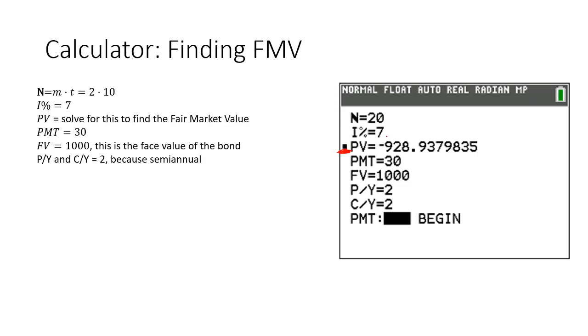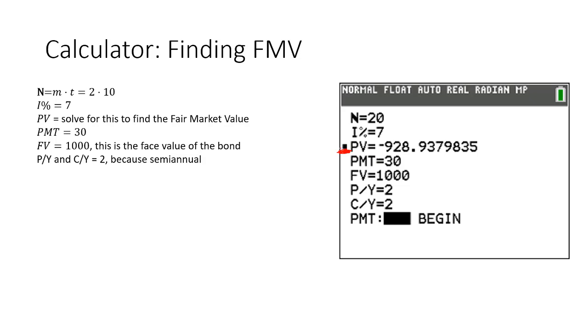I% is the interest rate from the problem. PV is what we are solving for, so at first we'll leave that as a 0, or just leave any number that's in there. You don't even have to change it. PMT is 30. That's our monthly payments, or sorry, our semi-annual payments. FV is 1,000. This is the face value or the future value of the bond. And then P/Y and C/Y will both be 2 because the payments are semi-annual.